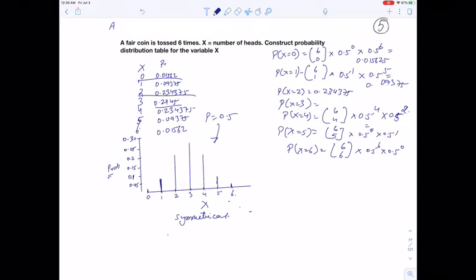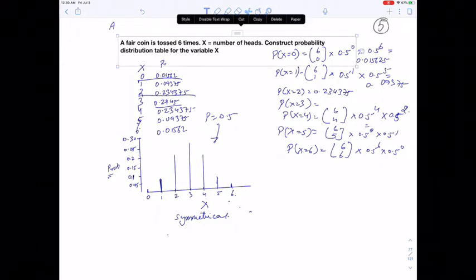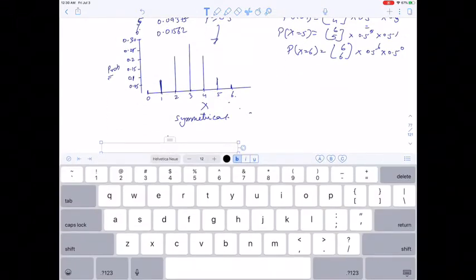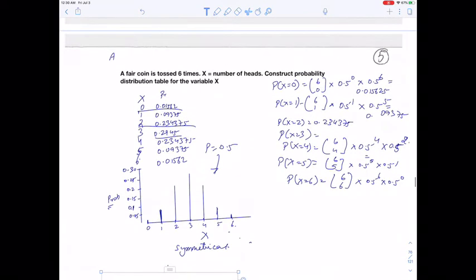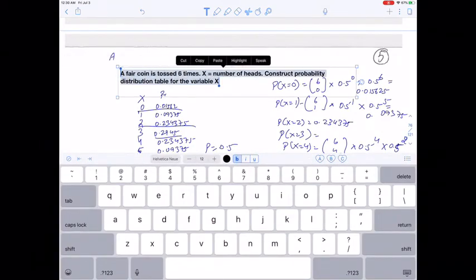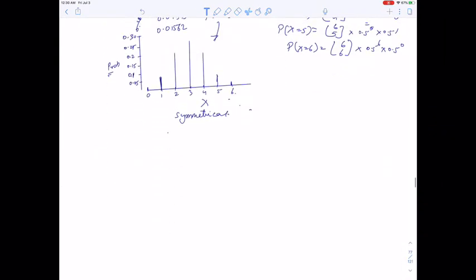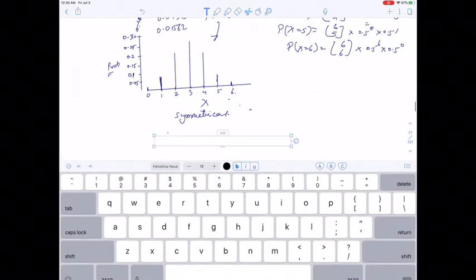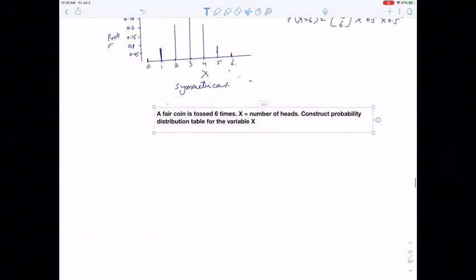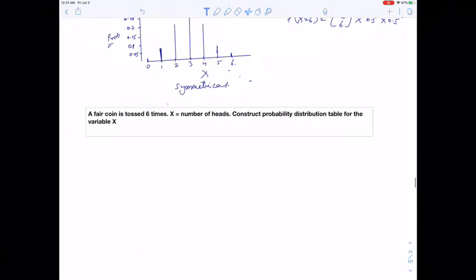What I want you to do is try the same question. I'm going to copy this question and paste it here. What happened? It didn't paste. Okay. Let's say it is not a fair coin.